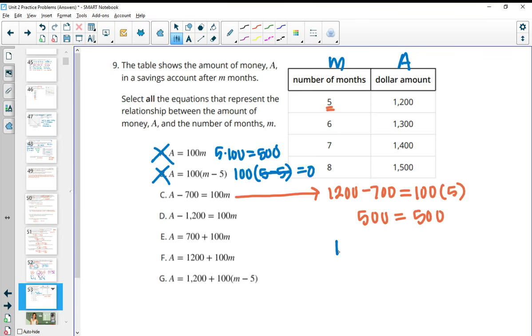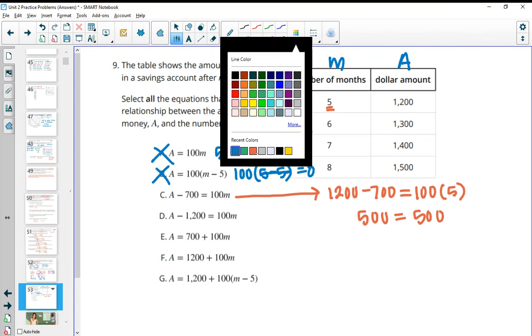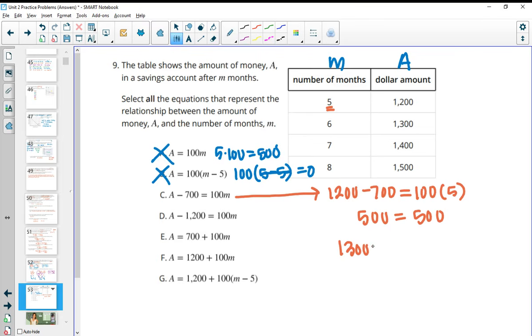So the next one is 1300. So we have 1300 minus 700, and 1300 goes with 6. So this should be 100 times 6. 1300 minus 700 is 600. 100 times 6 is 600. So I know this one is true. Now, if C is true, then D can't be true because this one is subtracting 1200. And we know that we subtract 700 to get 100M. So D is just automatically not true.